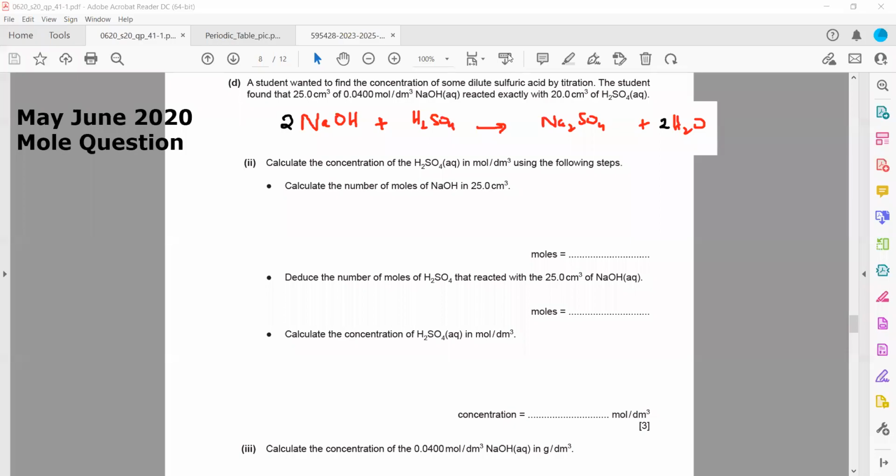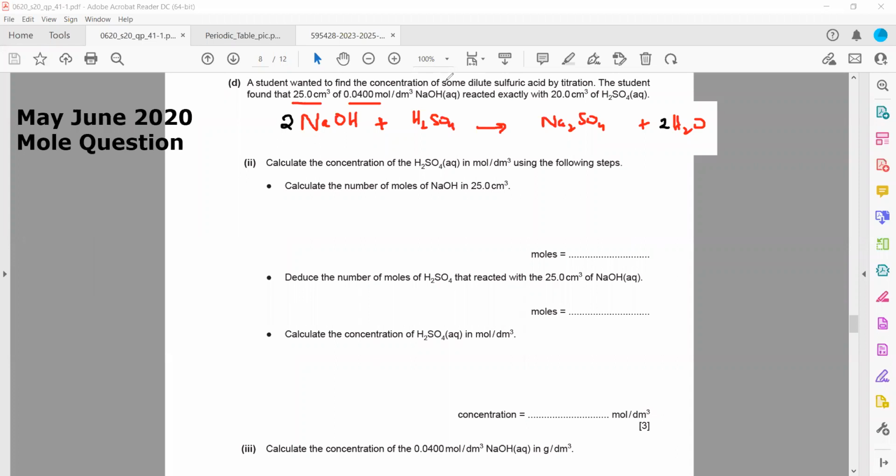So this question is related to moles topic. A student wants to find the concentration of some dilute sulfuric acid by titration. The student found that 25 cm³ of 0.04 mol/dm³ sodium hydroxide exactly reacted with 20 cm³ of sulfuric acid. We have to calculate the concentration of sulfuric acid.